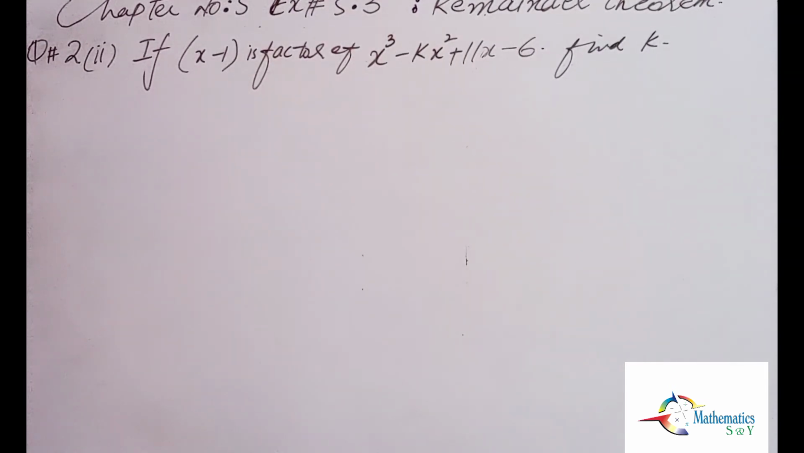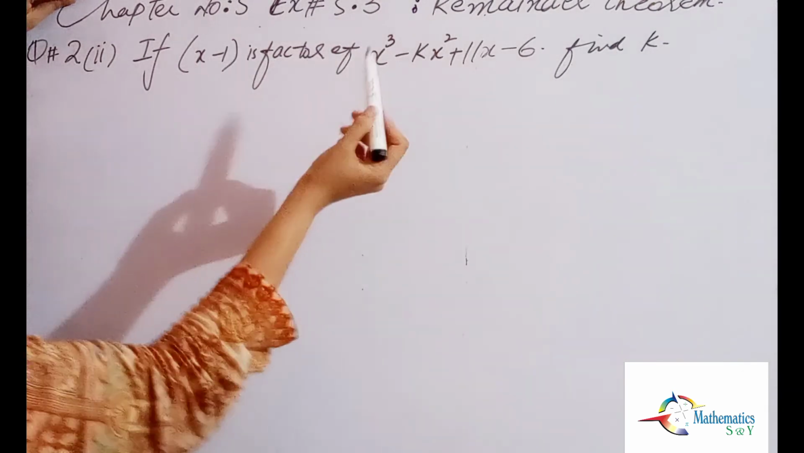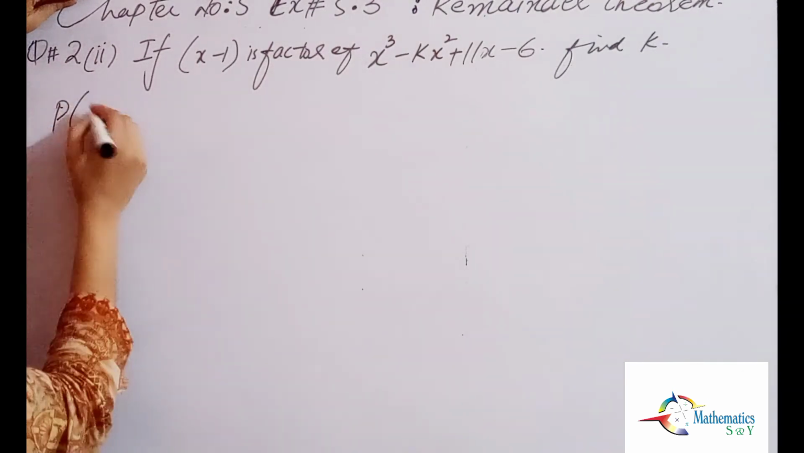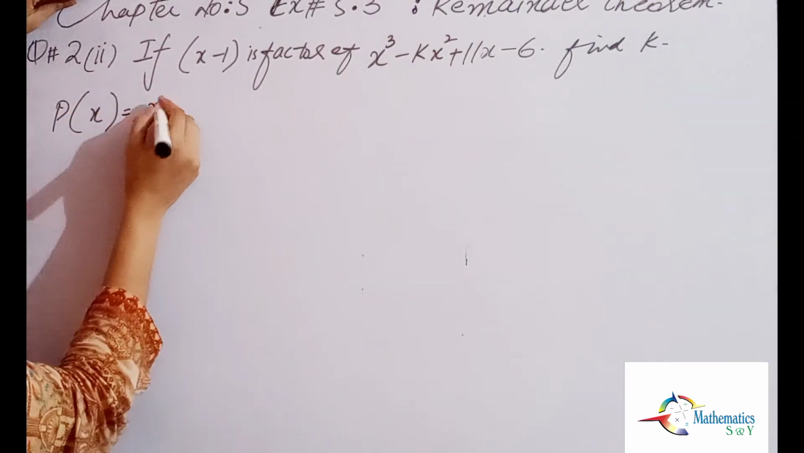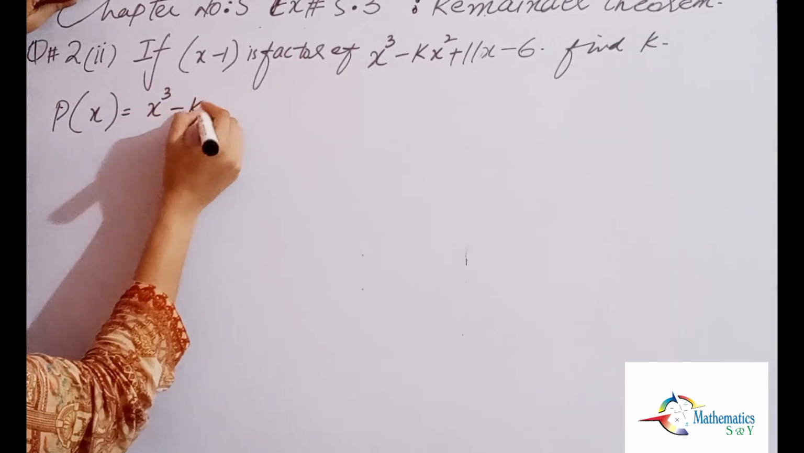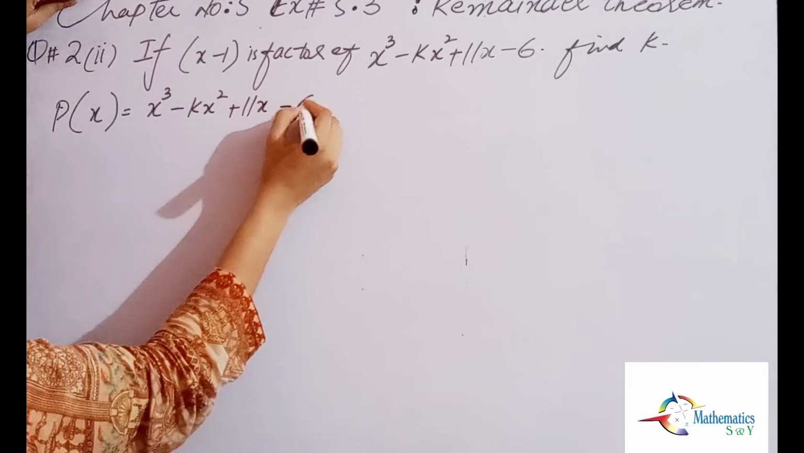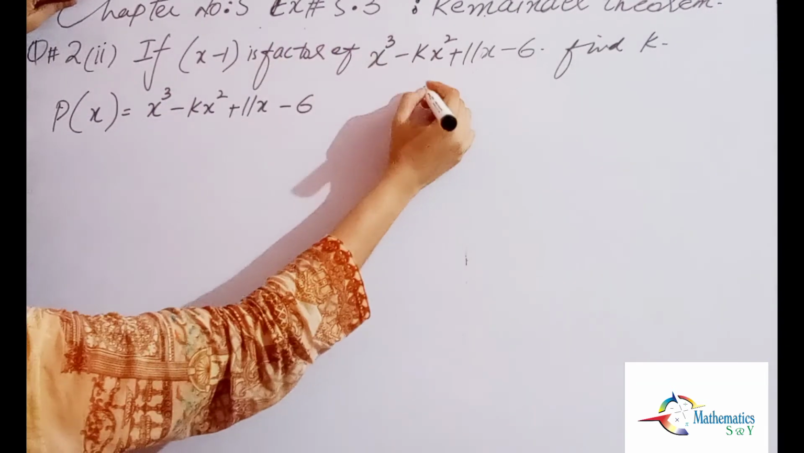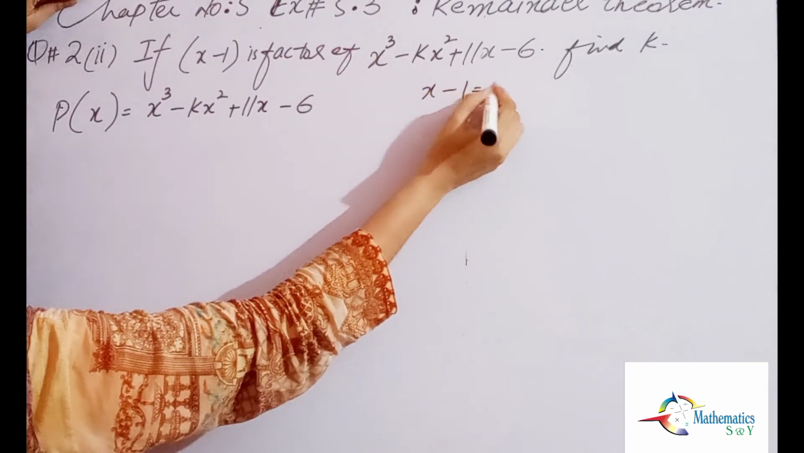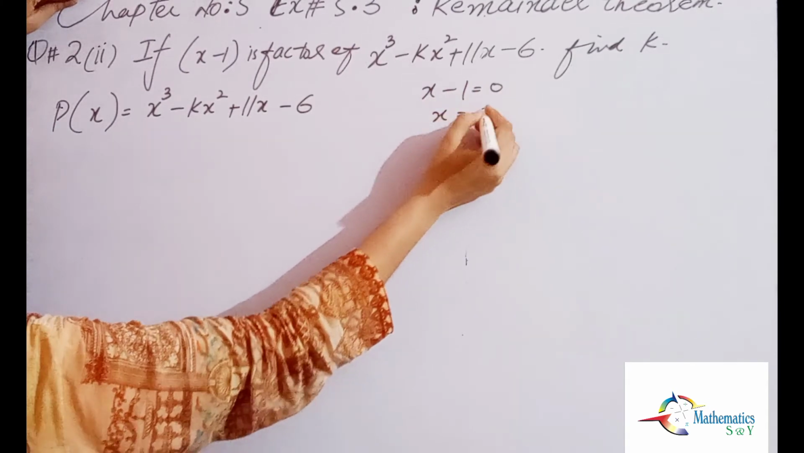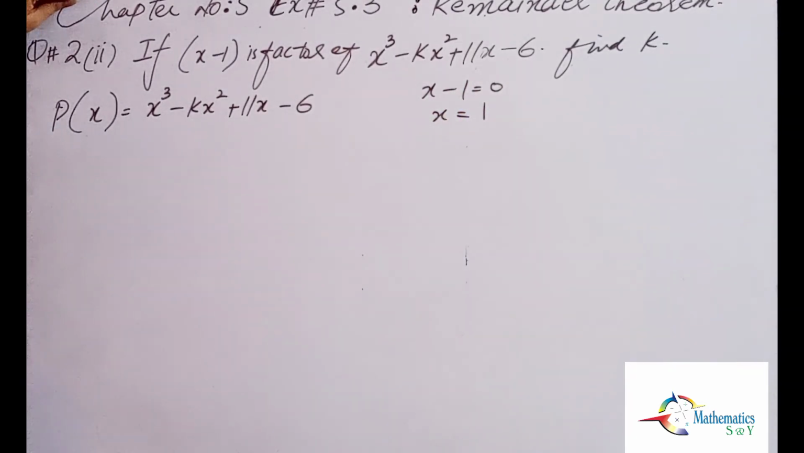Part 2 of question number 2. In the same way, x minus 1 is a factor of this given polynomial, so we'll find the value of k. We will use the remainder theorem again. First we write the polynomial, that is x cube minus kx squared plus 11x minus 6. So x minus 1 equals 0, so x equals plus 1.